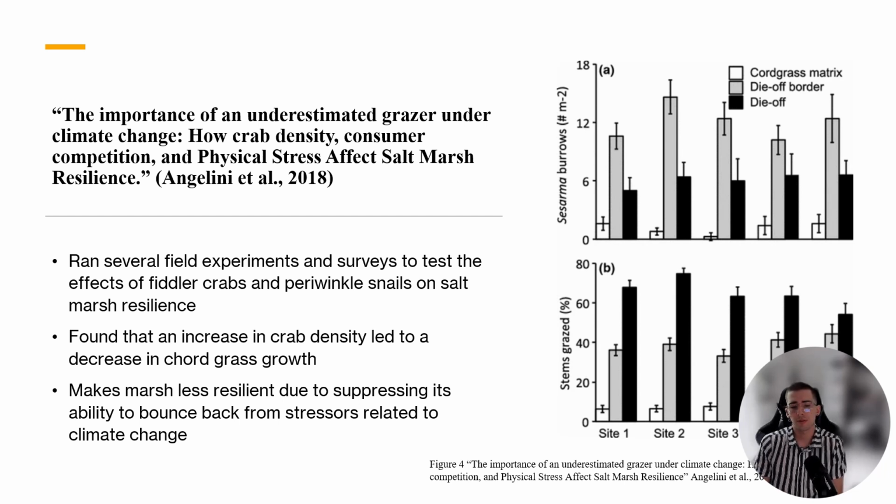So if we look to the graph here on the right, it shows us the percentage of stems grazed and the amount of crab burrows on multiple sites in three different zones of the marsh, being the cordgrass matrix, the die-off border, and the die-off.